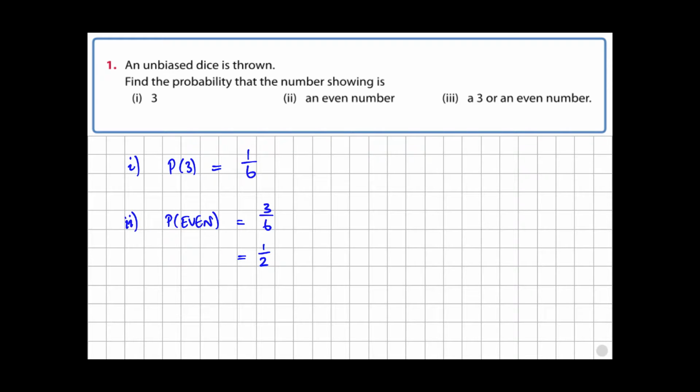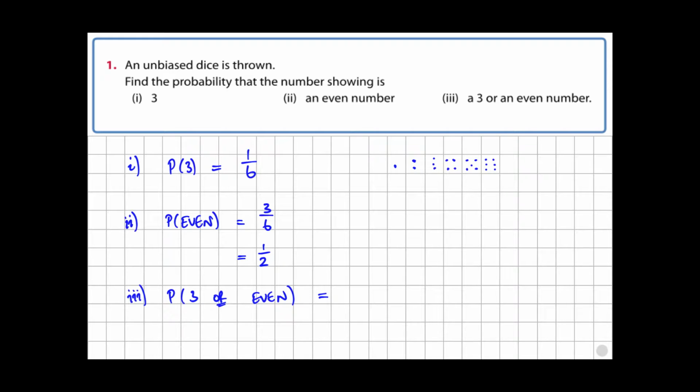Okay. The next one there is the probability of getting a 3 or an even number. Okay. So the probability of getting a 3 or an even number. So let's think of your dice. You've got 1, 2, 3, 4, 5, and 6.